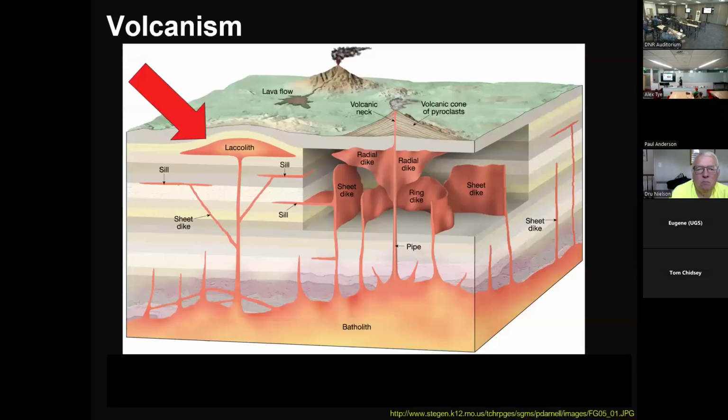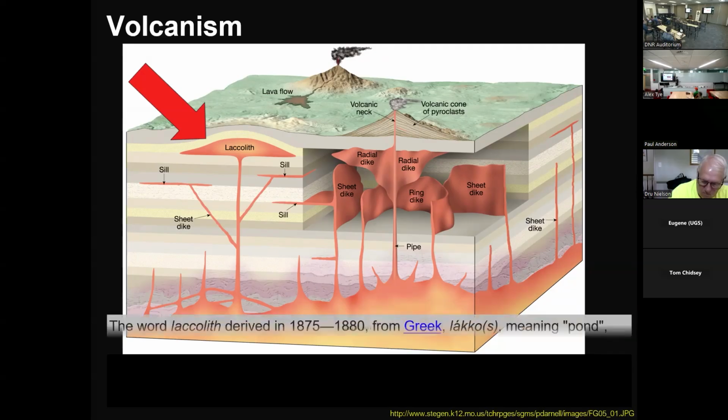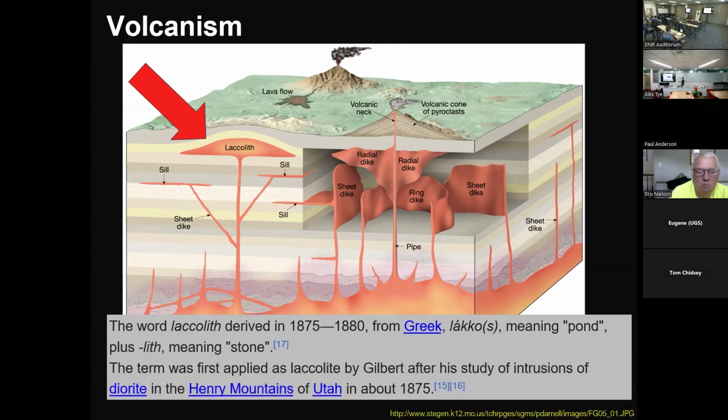Now here's what a laccolith looks like. This is what our area looks like, where you have a lot of pipes coming up, sills, dikes, and a laccolith. The term means basically pond stone. It was from the Greek. And Gilbert was the first one to use it, looking at the diorite deposits of the Henry Mountains. So that's the first use of the term laccolith.